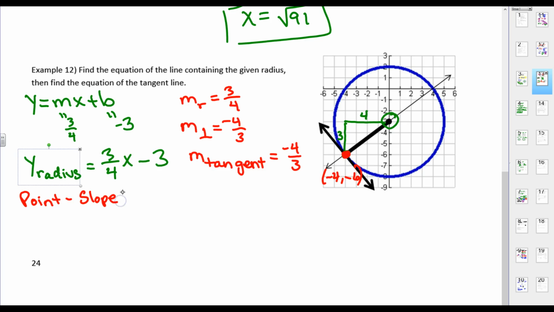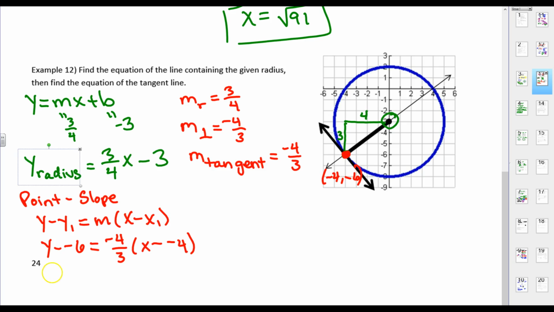Now, in Algebra 1, you learned a really useful form of a line called the point-slope form of a line, which was y minus y1 equals m times x minus x1. This is all review for you guys. Well, you've got a slope, the -4/3, and you've got a point, -4, -6, so plug it in. Y minus y1, which was -6, equals -4/3 times x minus x1, which was -4. We simplify this to be y plus 6 equals -4/3 times x plus 4.